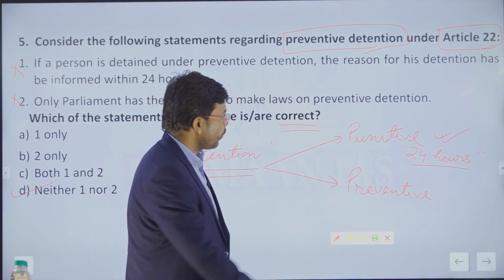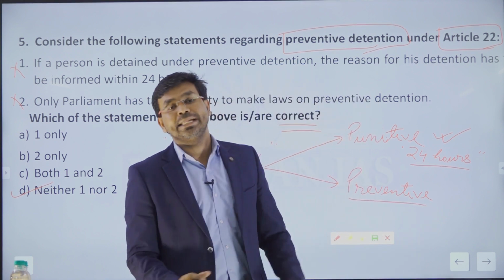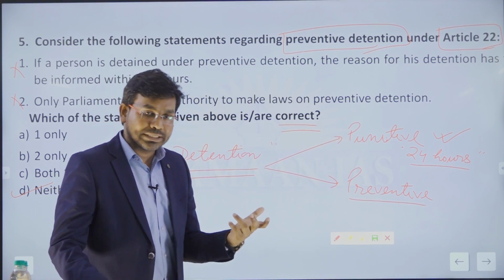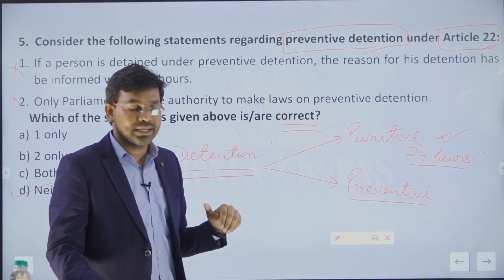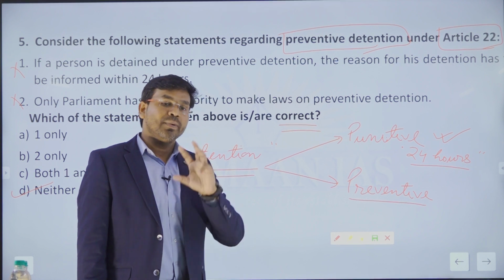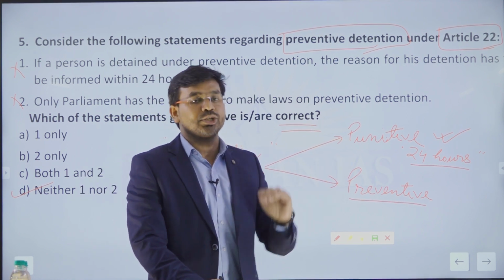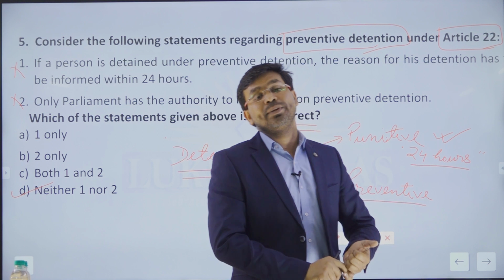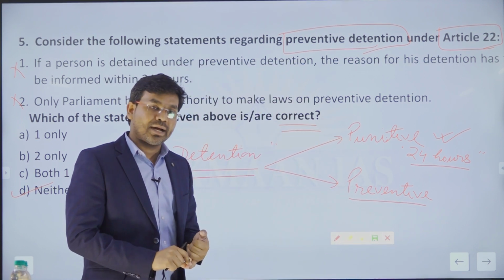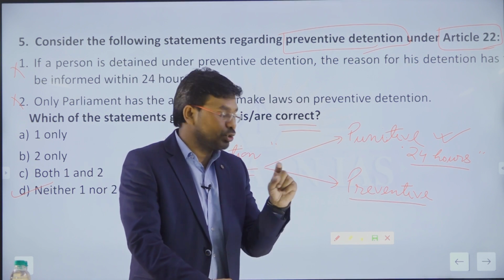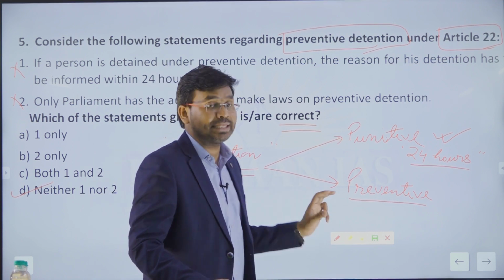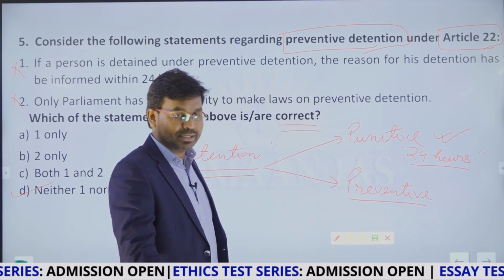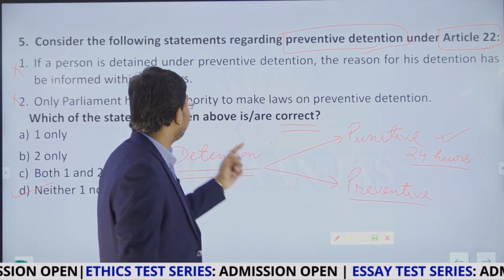In case of preventive detention, the person can be kept behind the bars for at most 3 months. After 3 months, if they want to keep him in custody, they have to take approval from people of the stature of High Court judges: either a serving judge of the High Court, a person qualified to be a High Court judge, or a retired High Court judge. They should give an opinion, a report, mentioning that there are sufficient grounds to keep this person in custody. So the time frame in case of preventive detention is 3 months.